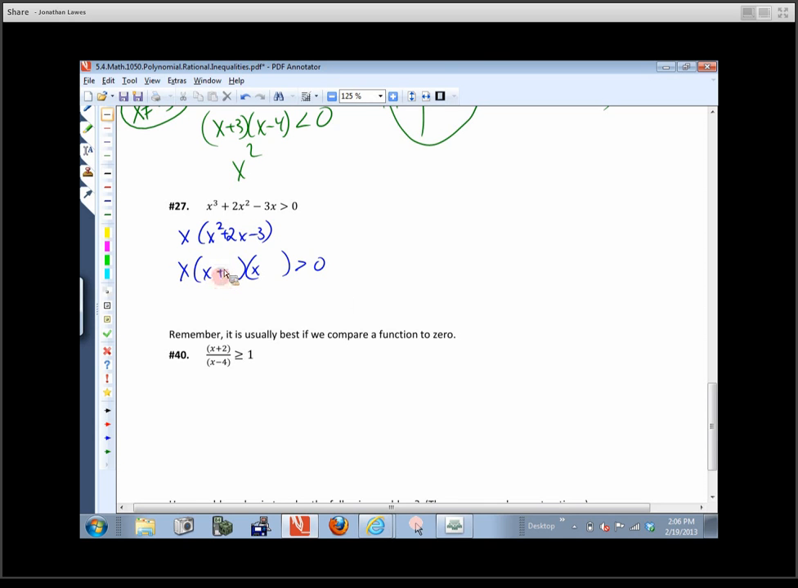Let's see, I'm going to have a positive 3 and a negative 1. Is that correct? Any domain issues here? None. And when I graph this, I'm looking for where this graph is above. So this is 0, this is negative 3, and this is 1. So here's 0, negative 3, and positive 1. And it looks like x cubed, so it starts down here.